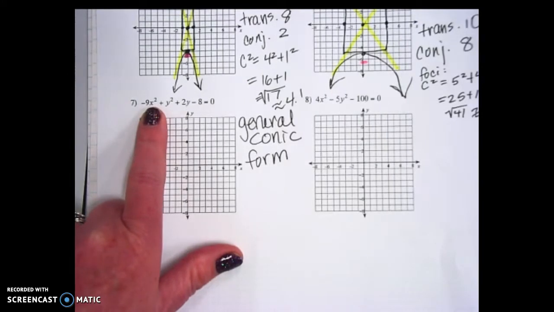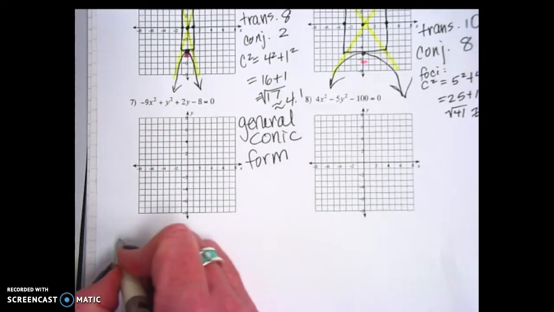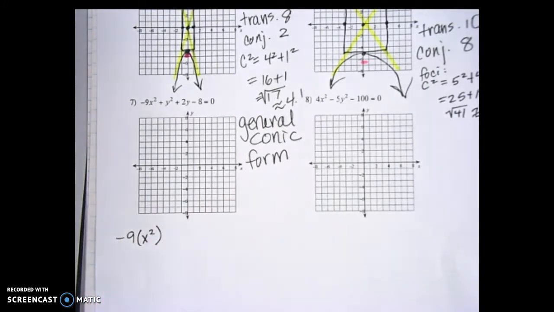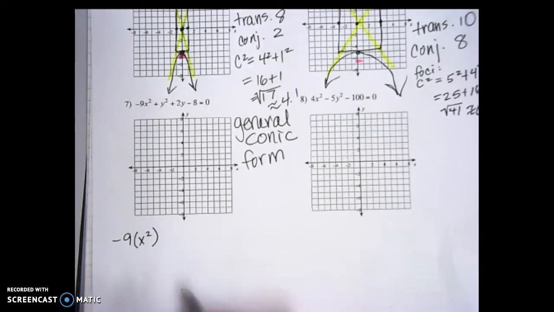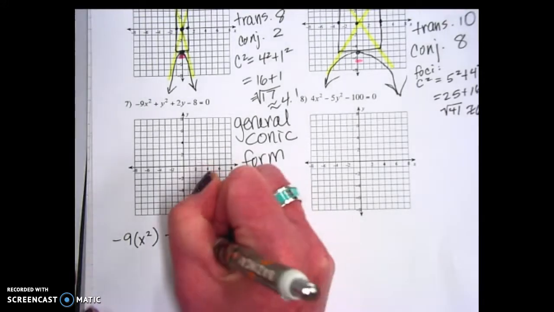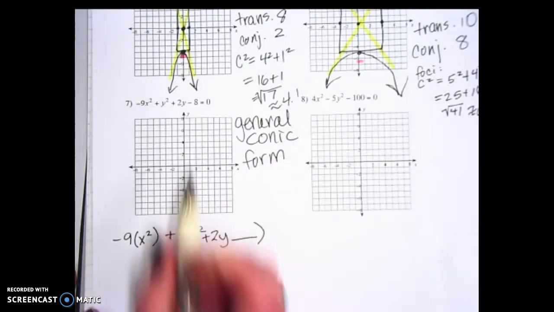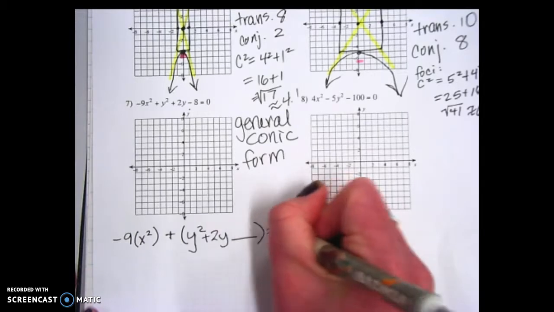So when we did it with circles, we looked for all the x terms. Well, there's only one of them. So we're going to write negative 9x squared. But I'm going to put negative 9 times x squared. So I'm going to factor out that 9. And then I'm going to group my y's together. So I'm going to have y squared plus 2y. Leave a space to complete the square. And then move this 8, this negative 8, over to the other side so it becomes positive 8.